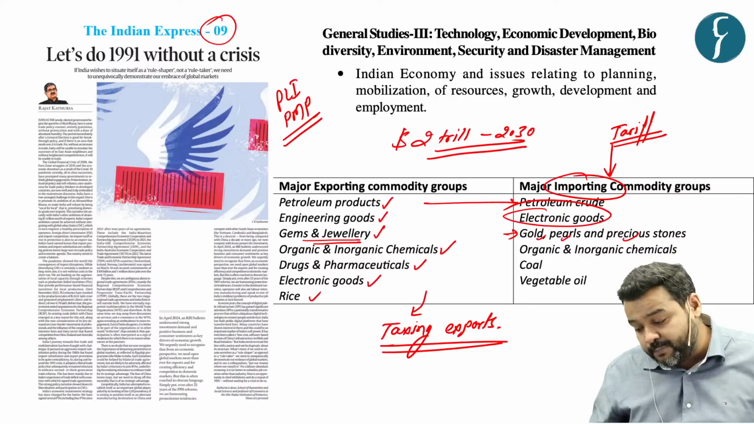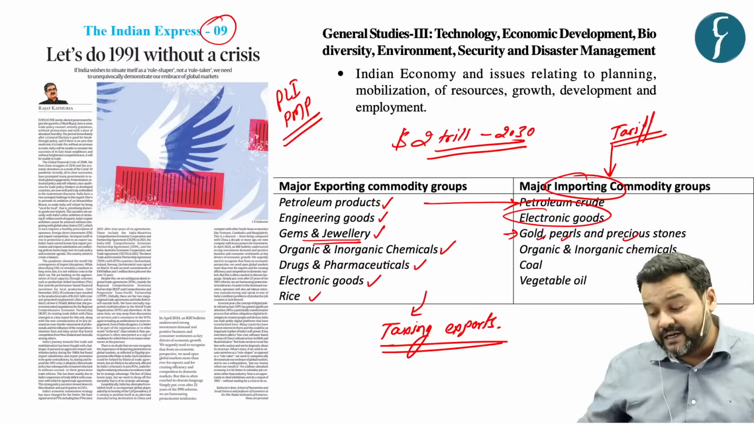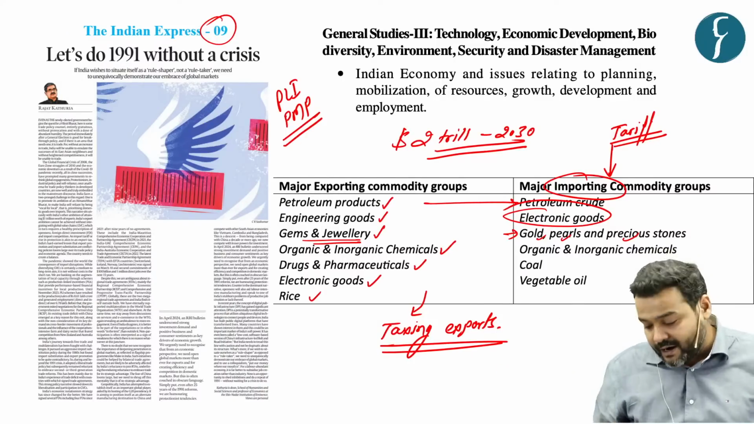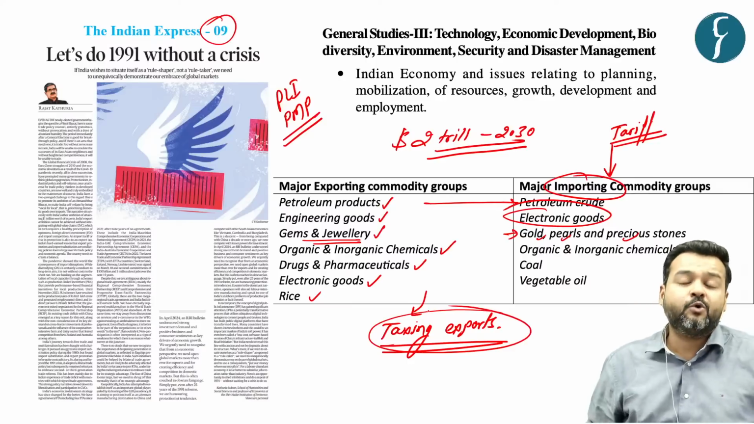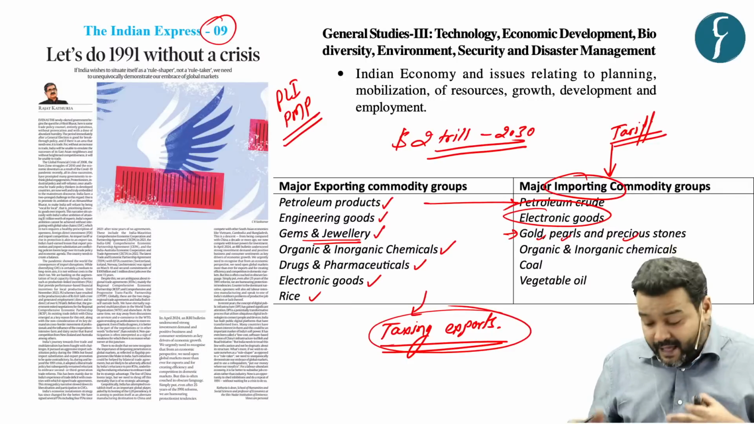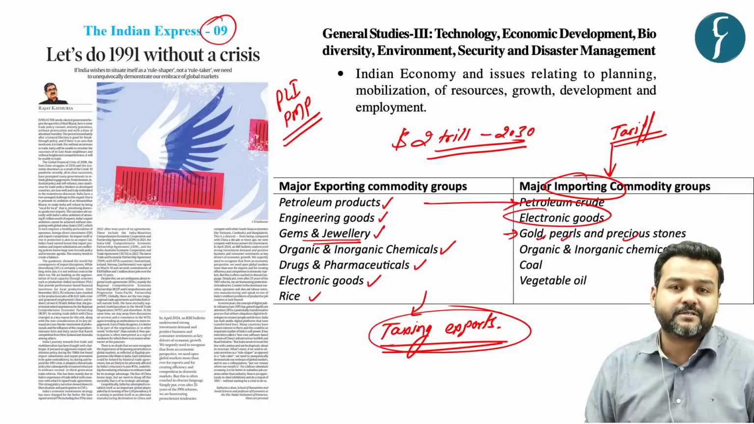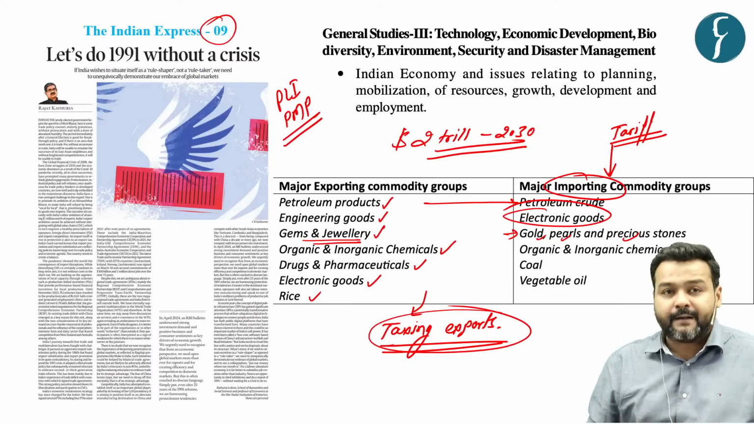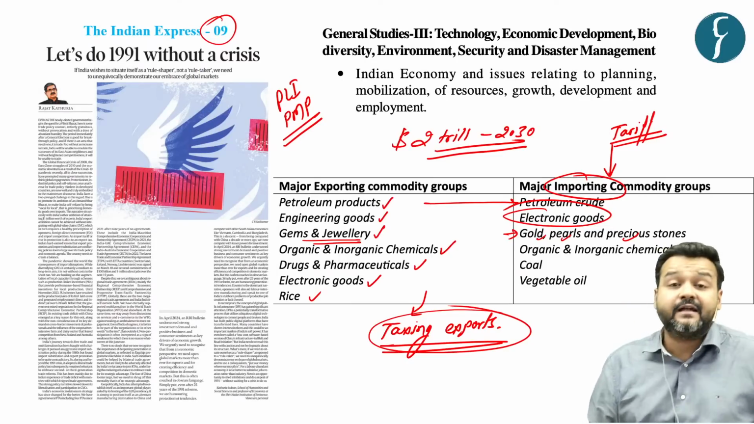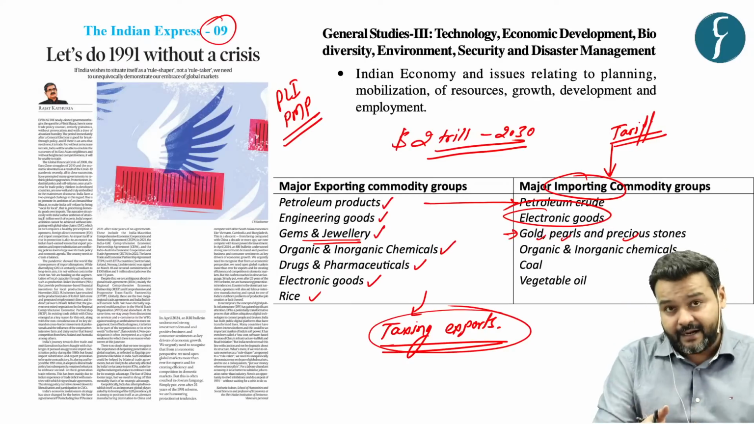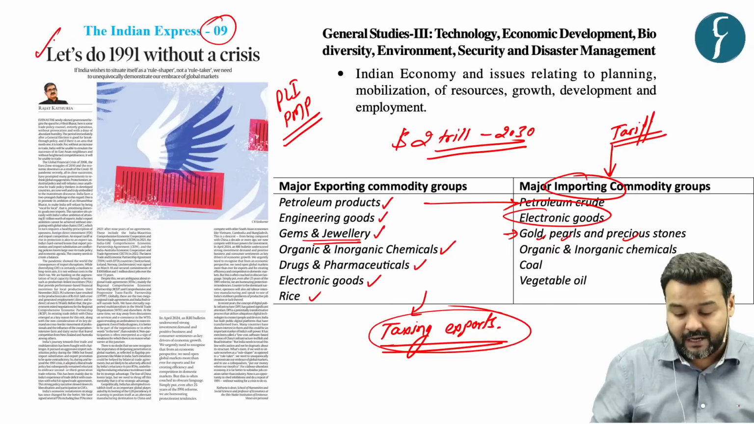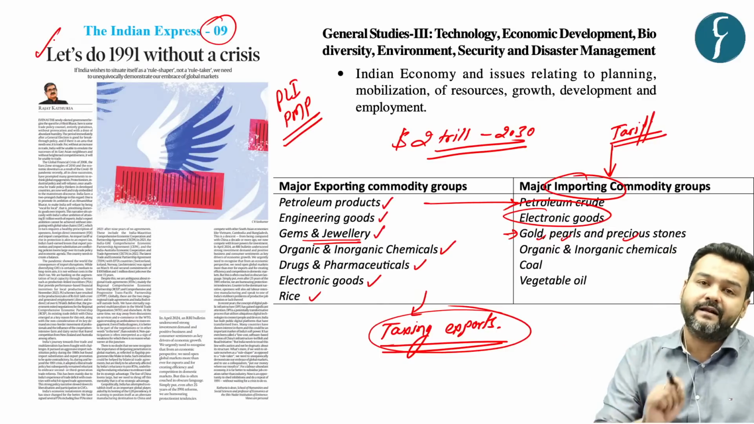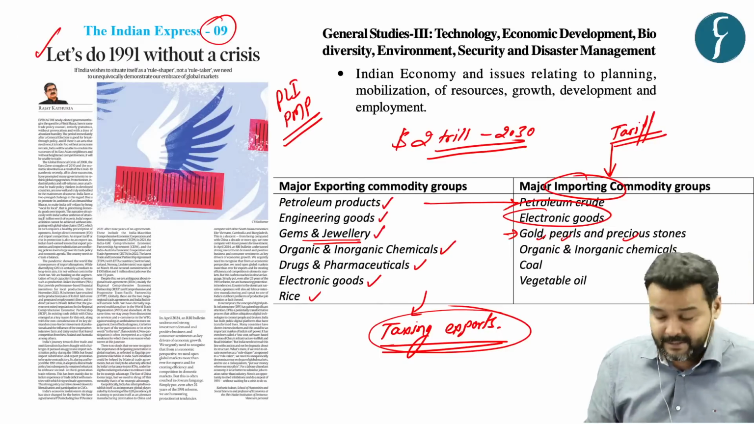So if you put a higher tariff, if you tax the import, you are ultimately making your produce costlier, and you are taxing your own exports. For this, he compares it with 1991, and that is what the title is all about: let's do 1991 without a crisis.